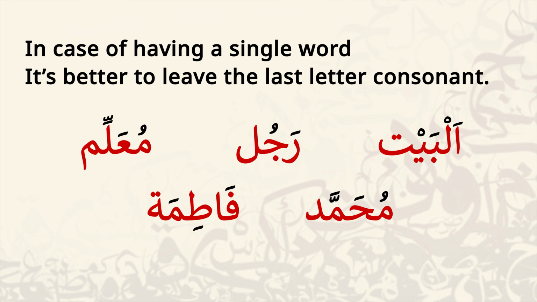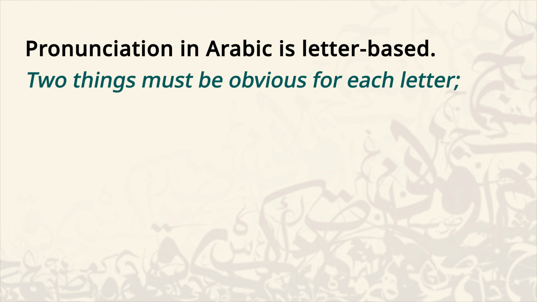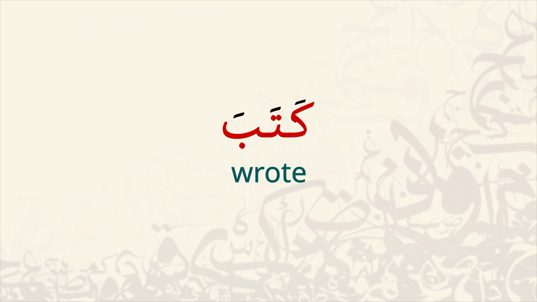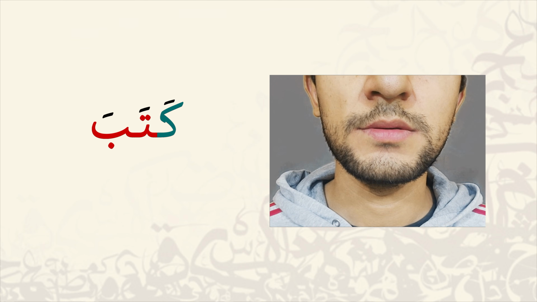As we agreed in the first lesson, pronunciation in Arabic is letter-based, which means we shall pronounce two things for every single letter in a word: its sound and its label. Let's look at this word and try to analyze it. I will follow a slow, step-by-step process to make it obvious to you. The first letter has the sound k. Let's type it. That's not enough. We must add the label. I will look on top or below the letter for its label.